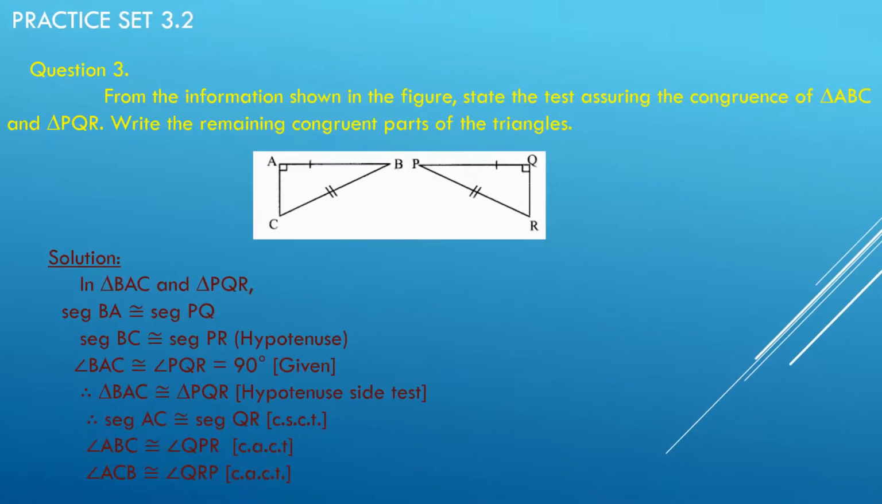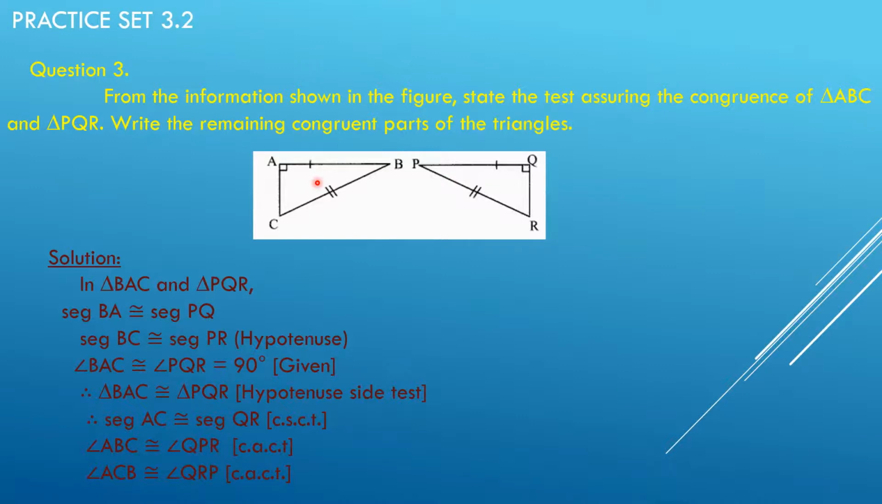Number 3. From the information shown in the figure, state the test assuring the congruence of triangle ABC and triangle PQR. Write the remaining congruent parts of the triangles. The figure is already given, the triangle ABC and triangle PQR. In this figure, angle A and angle Q are 90-degree angles. Therefore, this triangle is a right angle triangle.